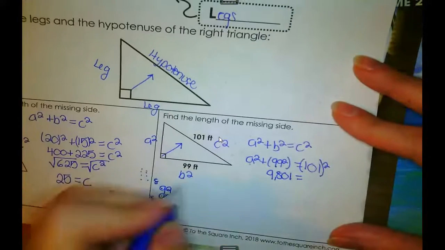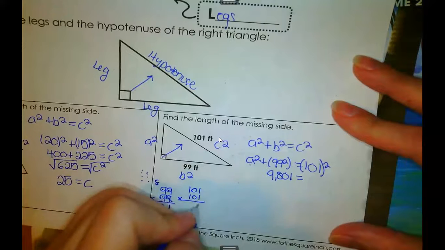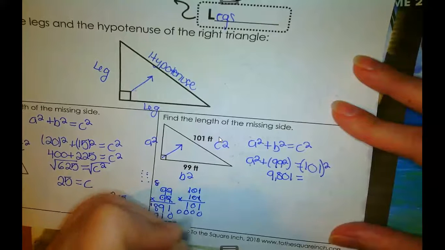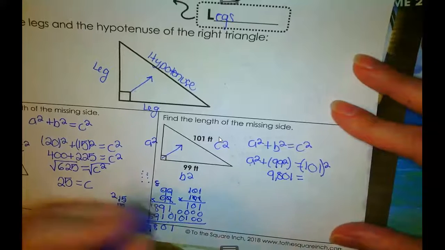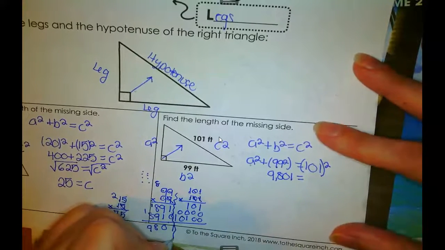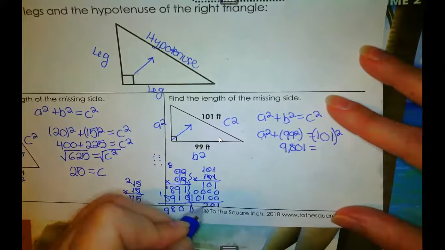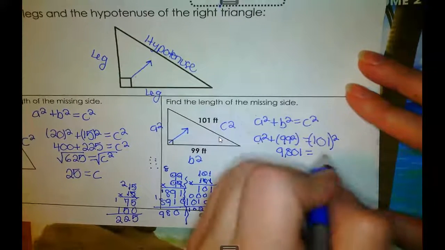9,801 equals 101 squared. 101 times 101: 1 and 1 is 1, 1 and 0, 0, 1 and 1 is 1, 0 out, then the next row, and add. Got a little messy in here, hang on. Okay, now we're ready: 10,201.